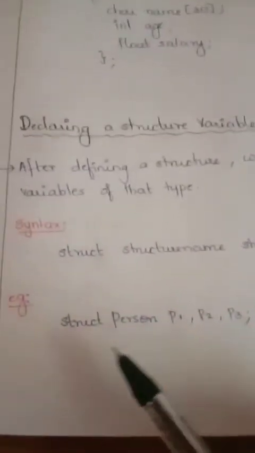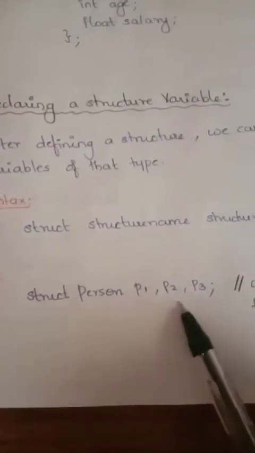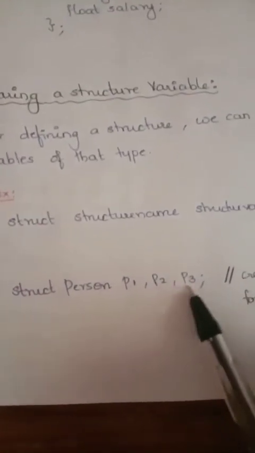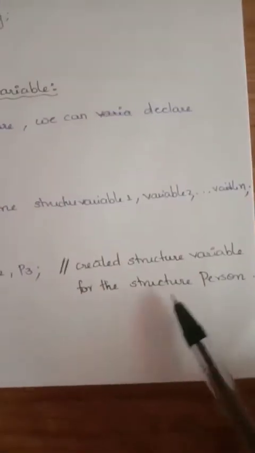So the example is struct person p1, p2, p3. I have created structure variables for the structure person.